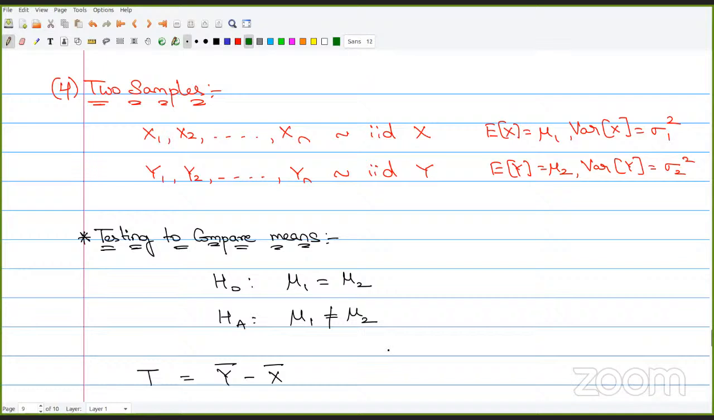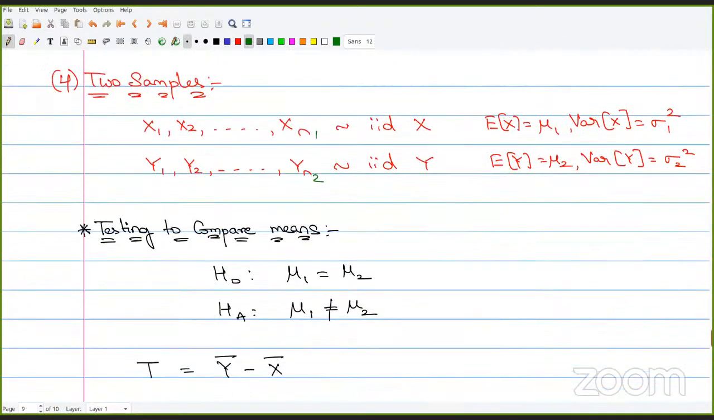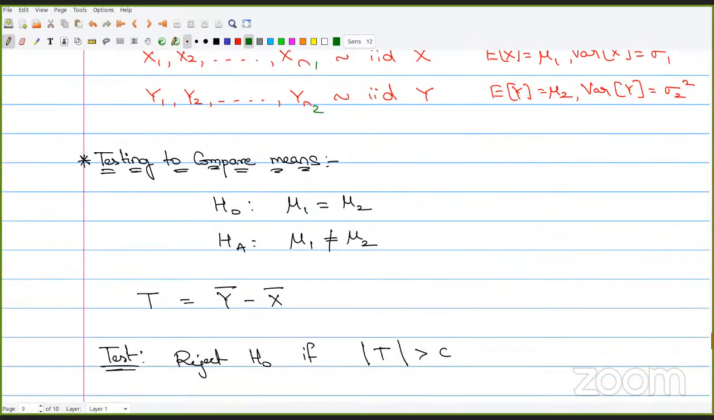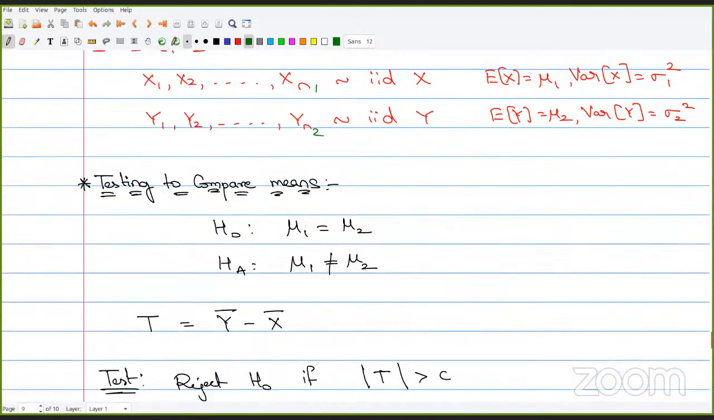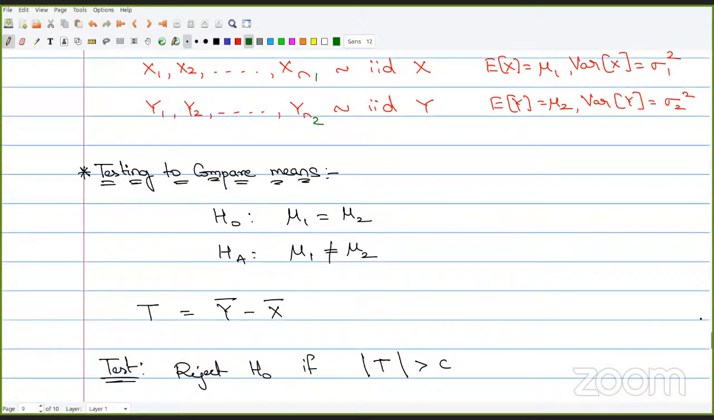If we have two different distributions and two different samples I am taking. So maybe I call it N1, N2. So like this, if I am going to compare whether this mu1 is equal to mu2 or it is not equal. So for that, test statistic will be y bar minus x bar or x bar minus y bar. Whichever you take, we are going to reject h naught if mod of t is greater than some c.